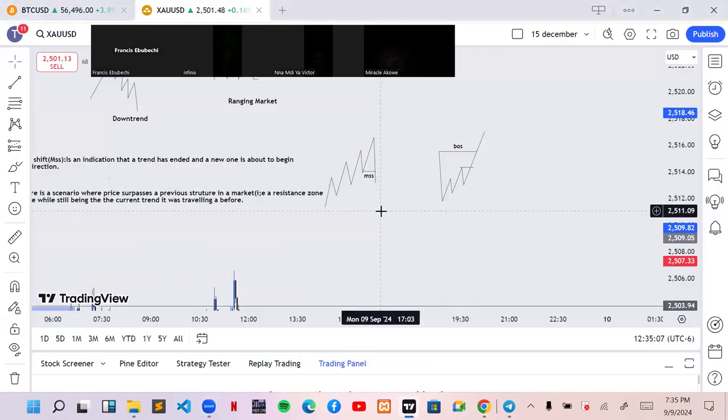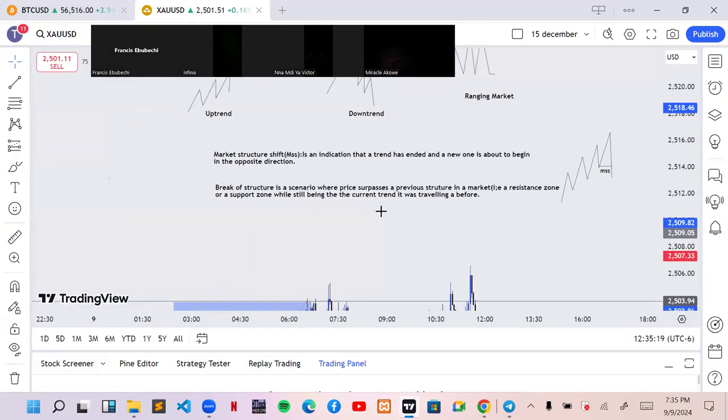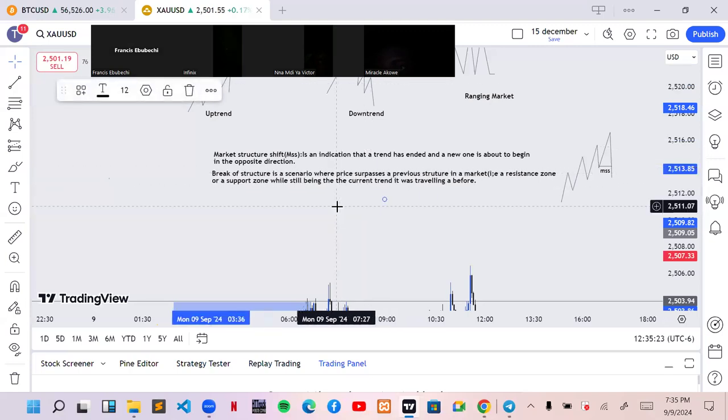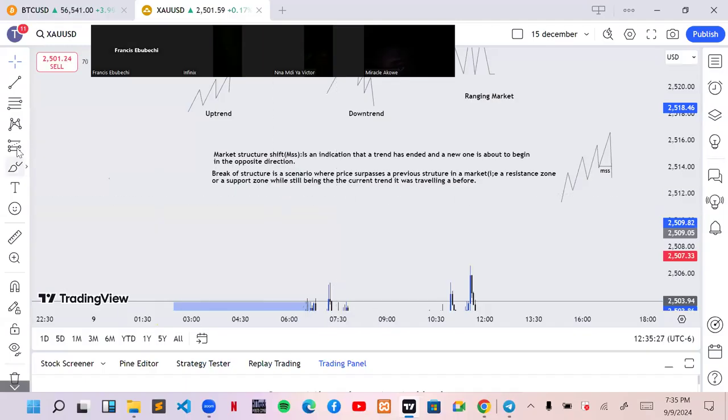So that's the difference between break of structure and market structure shift. In market structure shift, you're taking a trade in the opposite direction after there's a market structure shift. In break of structure, you're taking a trade in the same direction that the market was traveling at before. So now I want to go into inducement as the liquidity, because what I use as my liquidity in this trade is my inducement. So what's an inducement?